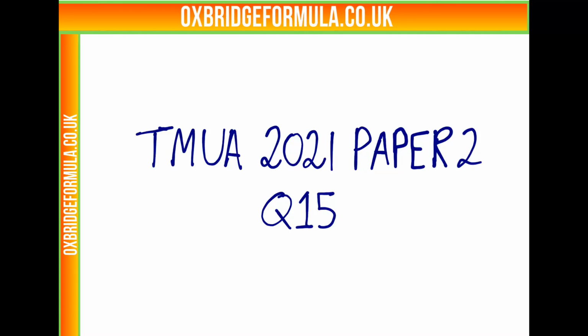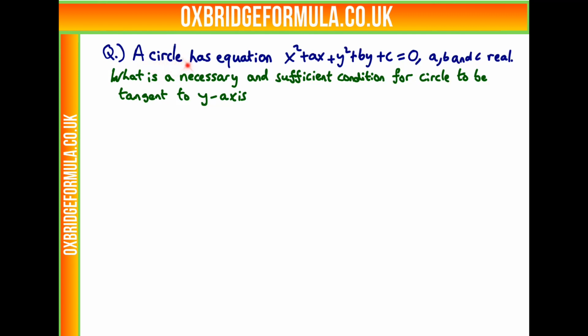This is TMUA 2021, Paper 2, Question 15. We're told that a circle has equation x² + ax + y² + by + c = 0 for a, b and c real numbers. And we want to determine necessary and sufficient conditions for the circle to be tangent to the y-axis.